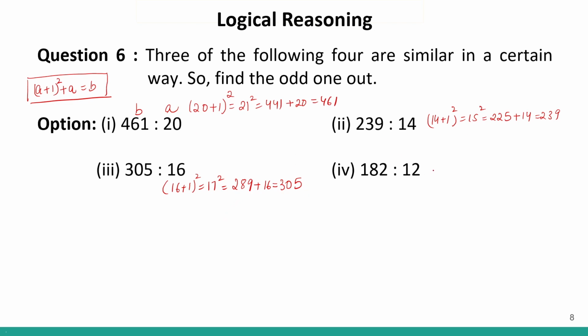Now let us check for option number 4. So option number 4, again 12 plus 1 square means 13 square. 13 square is 169. And if I add 12 into it, I'll get, this will be 1, 1 carried, 6 plus 1, 7 plus 1, 8 and 1. So I will get 181 and not 182. So option number 4 is the different one because it does not follow this logic of A plus 1 square plus A gives us B. It is a different logic. Therefore, option number 4 is the odd one out. Clear?